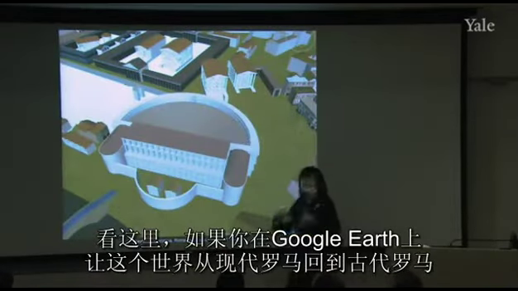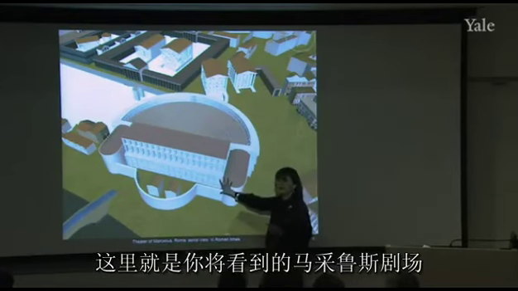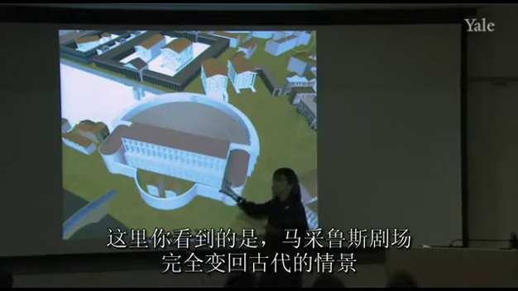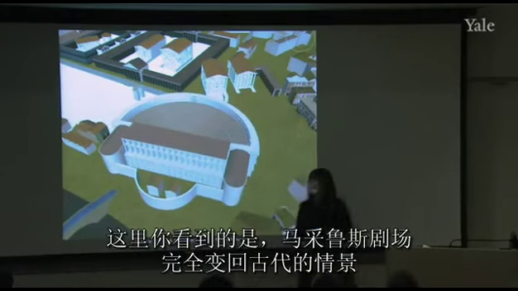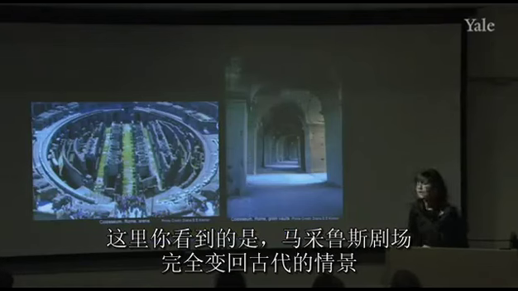And here is, if you let that transformation from modern Rome to ancient Rome take place on Google Earth, what you're going to get for that same Theater of Marcellus. We just saw what it looks like today in Google Earth. Here's what it looks like when you let it transform completely into the Theater of Marcellus from ancient times.